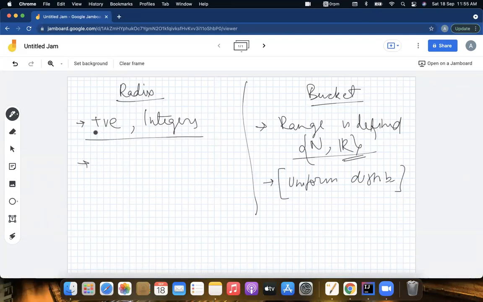Another, like why I was not focusing on positive and negative: can you sort all negative integers also? If all integers are negative, can you still sort them using radix sort? What will be your answer? Can anybody answer this question? If I give you 10 negative integers, can you sort them using radix sort? Yes. Yes or no? Yes. Yes. How?